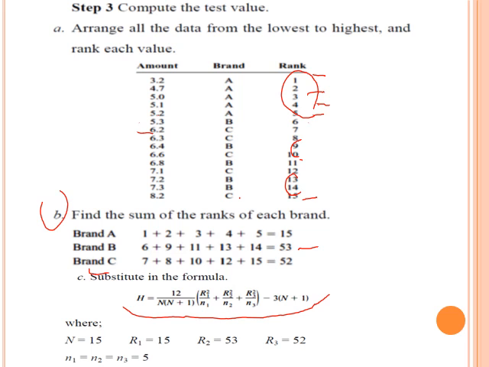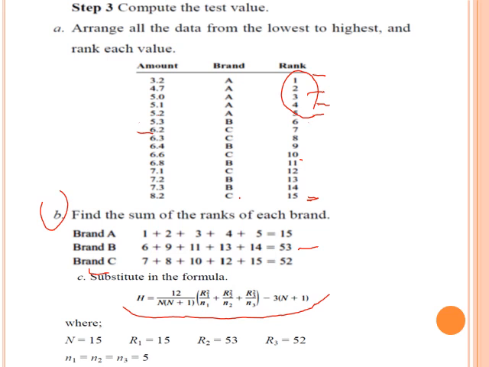Finally, for brand C, we sum the ranks: 7 plus 8 plus 10 plus 12 and finally 15. So the sum of the ranks for C equals 52. Of course, each brand has 5 values inside, so we have 5 in each summation. Now we have the values for the ranks.